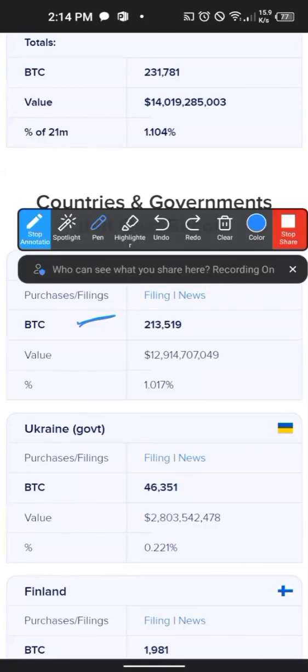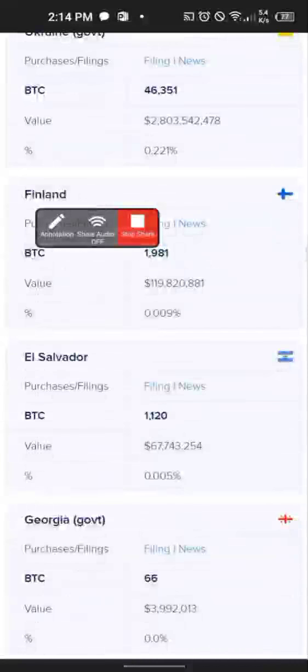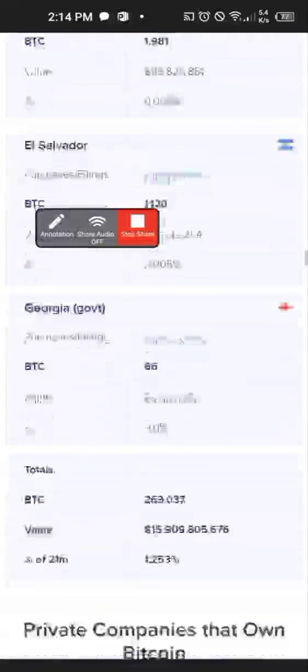That is just where they have their gold reserve. They're having a Bitcoin reserve. Nigeria is here fighting crypto traders. Well done. Ukraine government, 46,000 Bitcoin. This is Finland. This is El Salvador. This is Georgia. You can see.